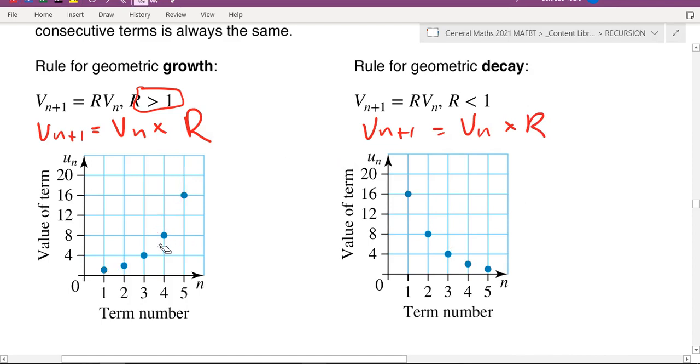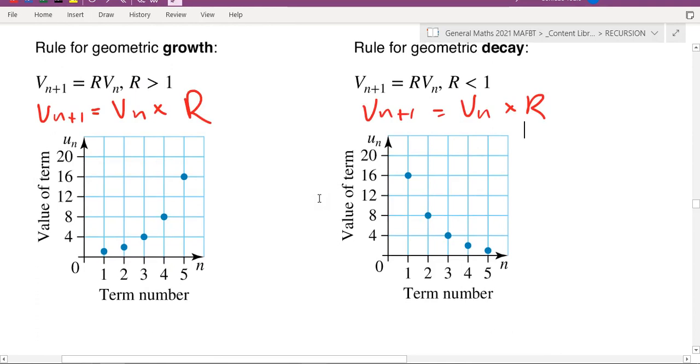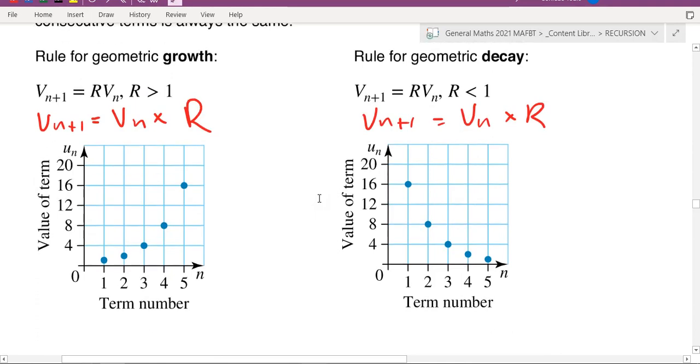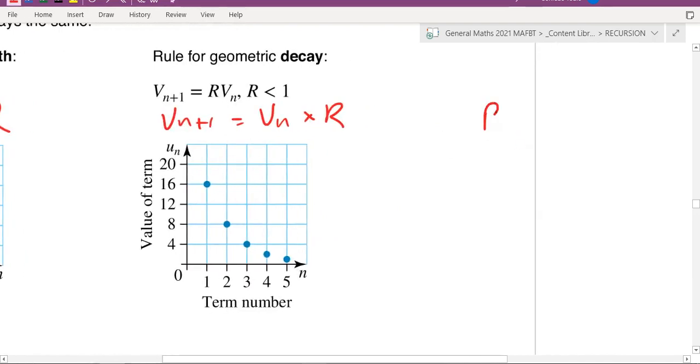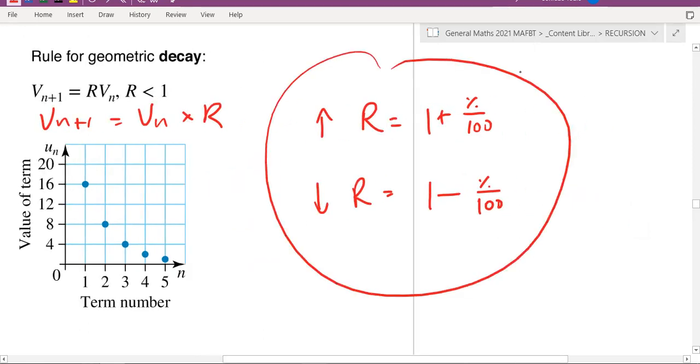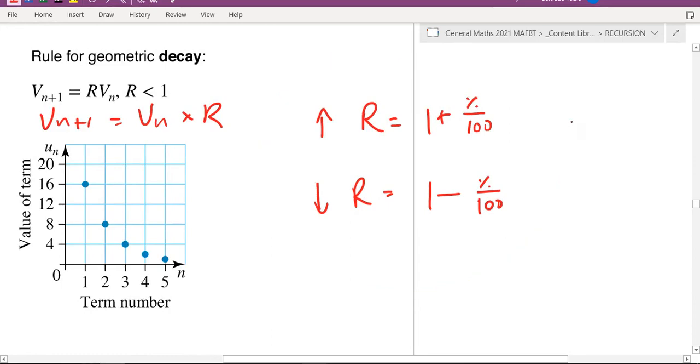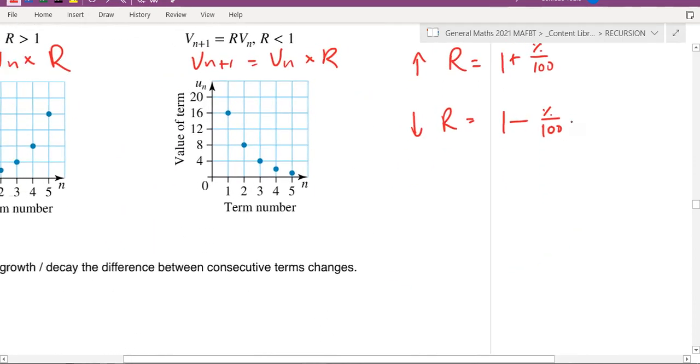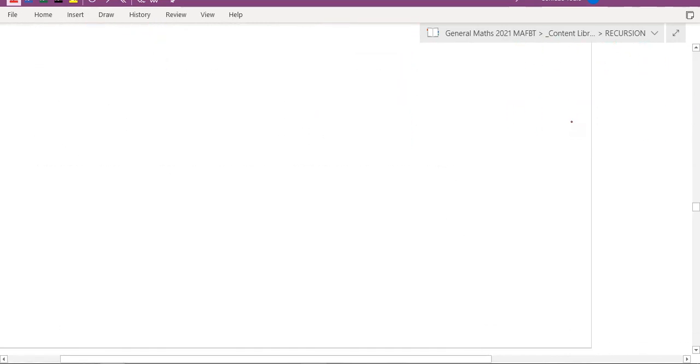And we know what R represents. R is the common ratio, but the common ratio here is going to be different to how we calculate it normally. Just as a quick recap, if it's increasing, it's going to be 1 plus the percentage over 100. And if it's decreasing, 1 minus the percentage over 100. Those are the two basic ones we need to remember for finding the R. But it's going to change a little bit later on, so be mindful of that.